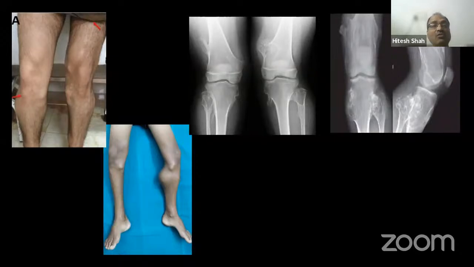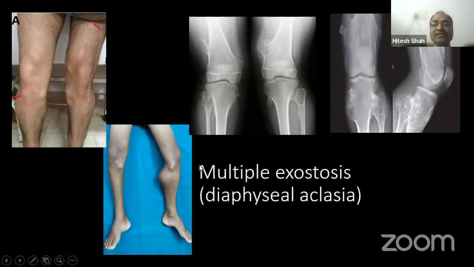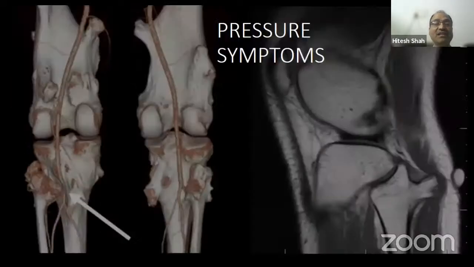It is important to know the indications for surgery. The indication is not only cosmetic. Pain is one of the indications. Neurovascular compromise is second, restriction of the range of motion is third, subluxation or dislocation is fourth, bursitis fifth, and malignant transformation is the last. Don't forget about fracture. So this is a case of multiple exostosis, or diaphyseal aclasis.